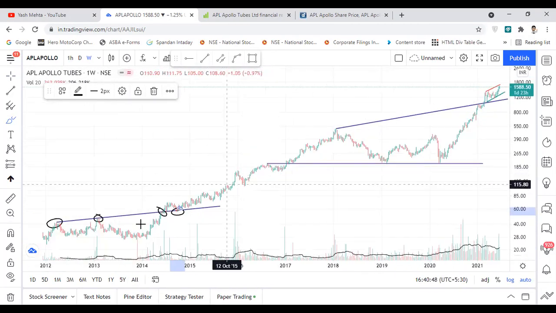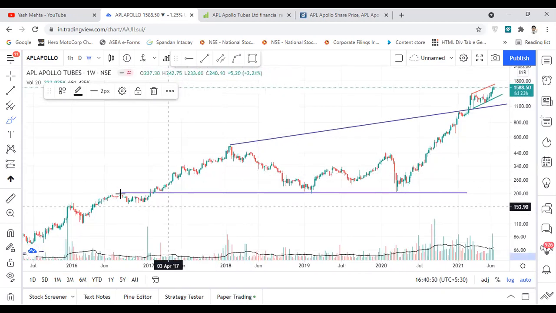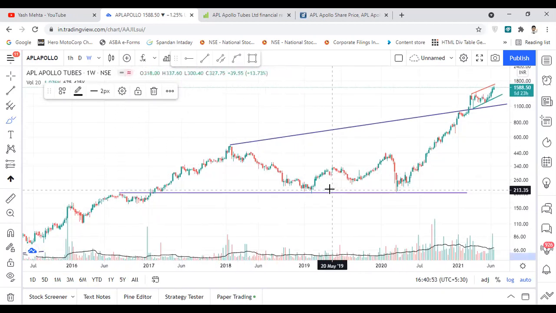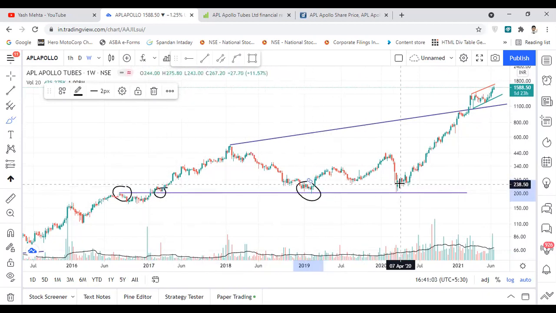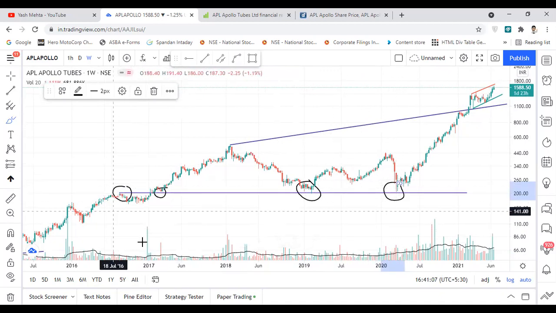So similarly, after here also, I am drawing. Look at this horizontal line as well. The support it resisted here, then it took support at the same line. It took support again here after 2 years, and again in the March crash of last year, it took support at the same level.